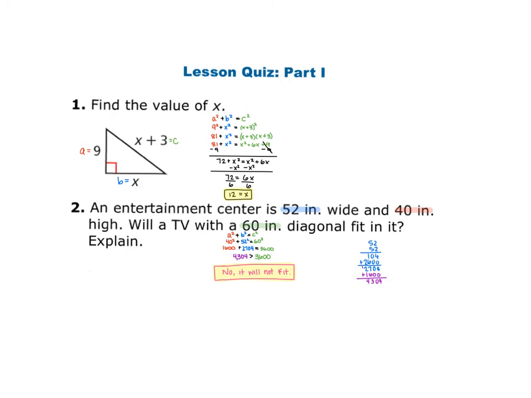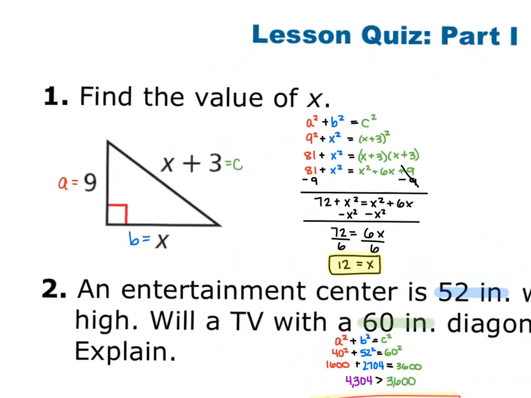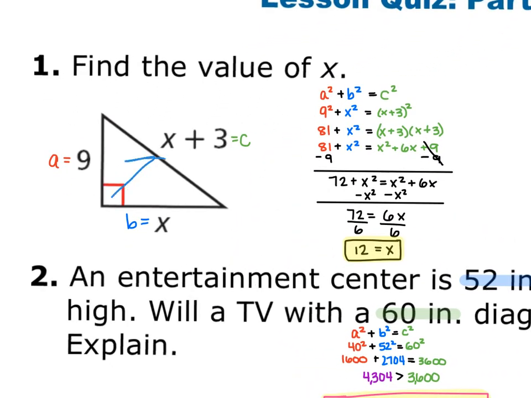All right, so this is just a review kind of going through the Pythagorean theorem. Number 1 says to find the value of x. So it's worked out here for you. Opposite the right angle would be the x plus 3, which makes that the c. 9 squared plus x squared would equal x plus 3 squared. 9 squared is 81, plus x squared. And then you FOIL out the x plus 3 squared, and you end up with x squared plus 6x plus 9. Subtract 9 from both sides, and you're here. 72 plus x squared equals x squared plus 6x. The x squared terms cancel from both sides, and I get 72 equals 6x. Divide both sides by 6, and I end up with x equals 12.